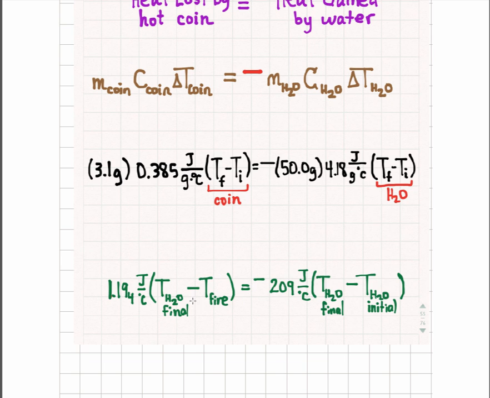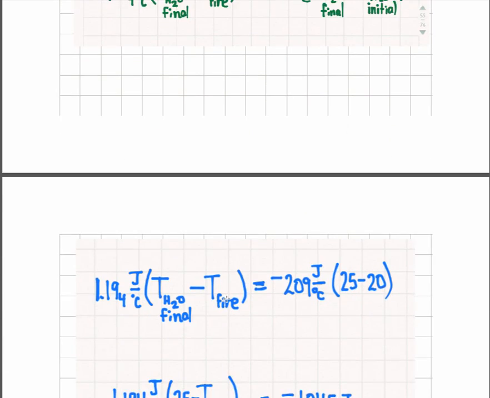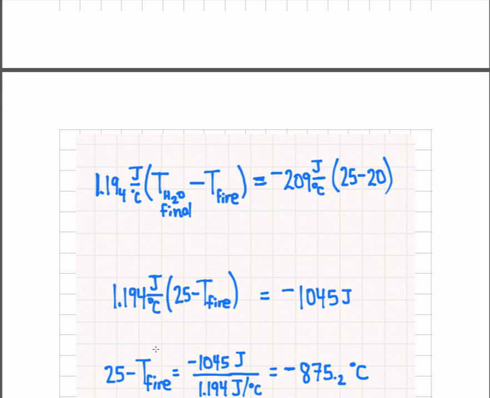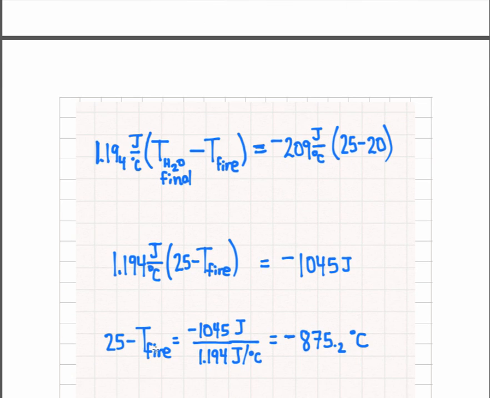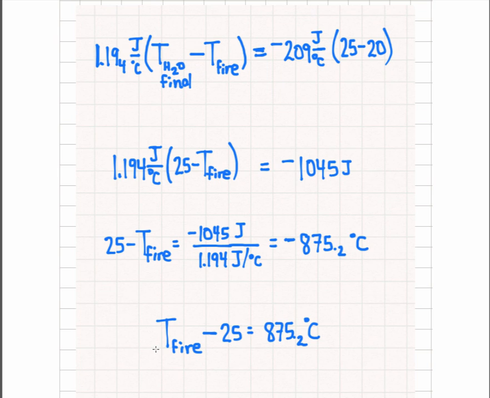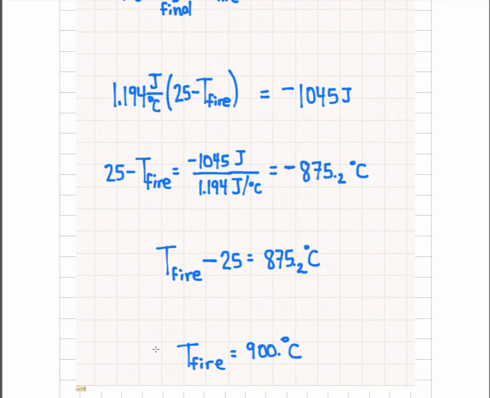Now I need to solve for some unknowns here. I just have one unknown though. I measure the ending and beginning temperature of the water. I know that the ending temperature of the coin is the same as the ending temperature of the water. So then I just try to do my best with some algebra and solve for the temperature of the fire. This one came out to 875 degrees, or about 900, with just 1 or 2 sig figs.